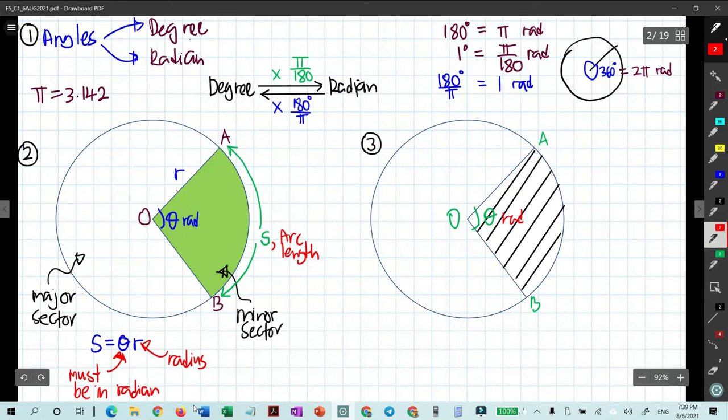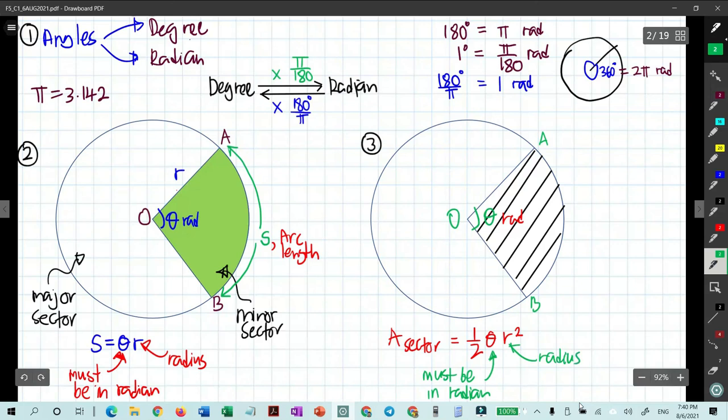So therefore, the area of the sector OAB is equals to 1/2 theta r square. Once again, please remember the theta must be in radian. Okay, and what is r? r is actually the radius of the sector. So this is actually the basic things that you must know in this chapter.